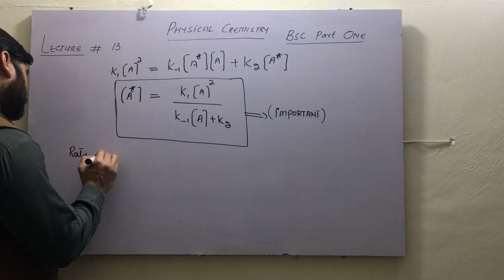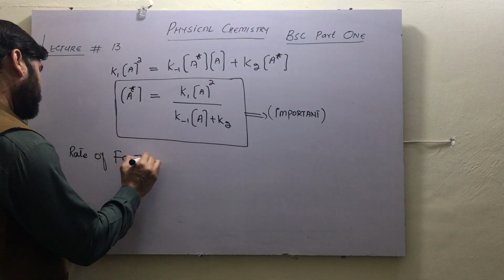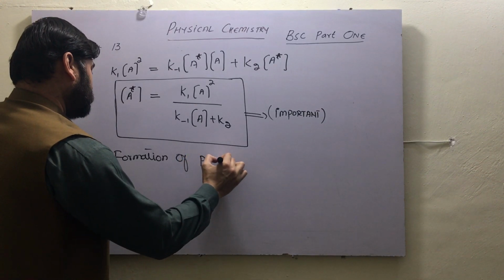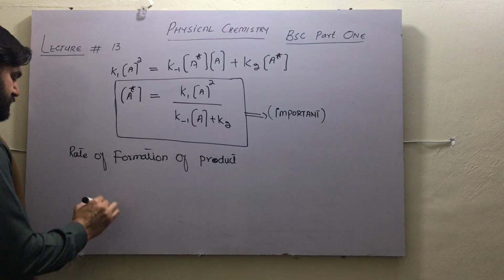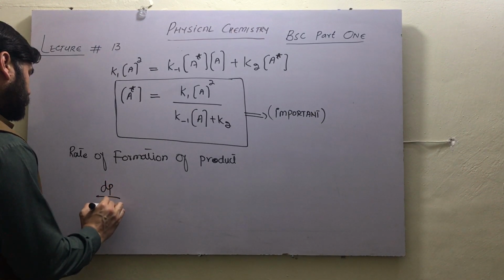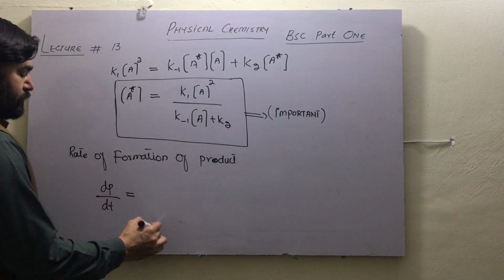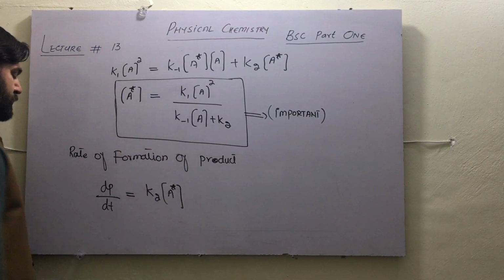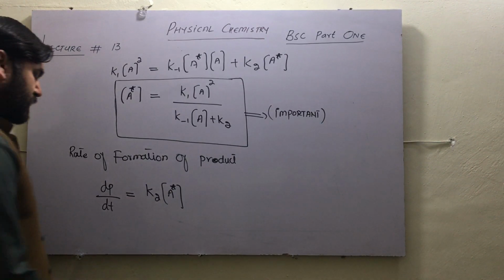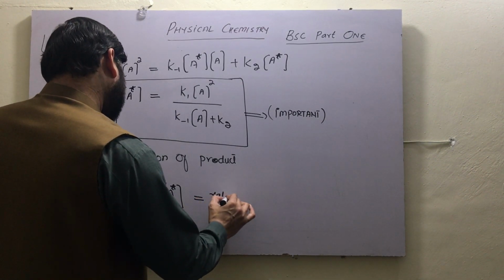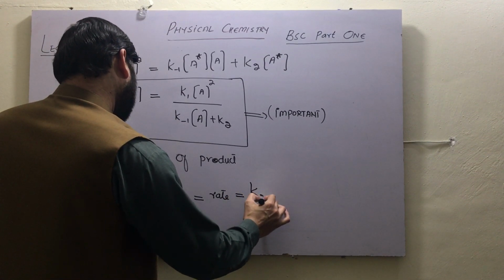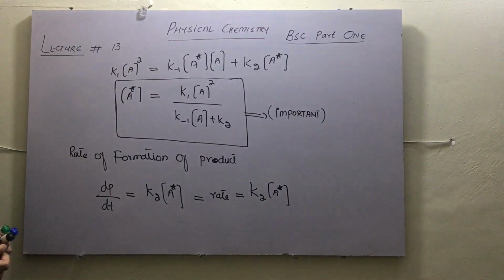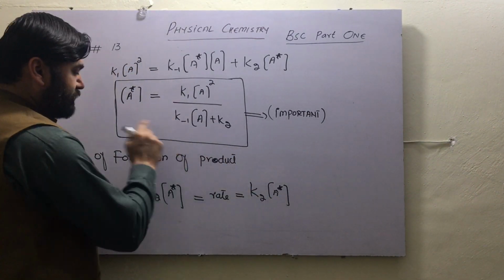Rate of formation of product, which is rate of product, is we know k2 a star. So in place of this we can say rate is equal to k2 a star. Now in place of a star we can write this equation.